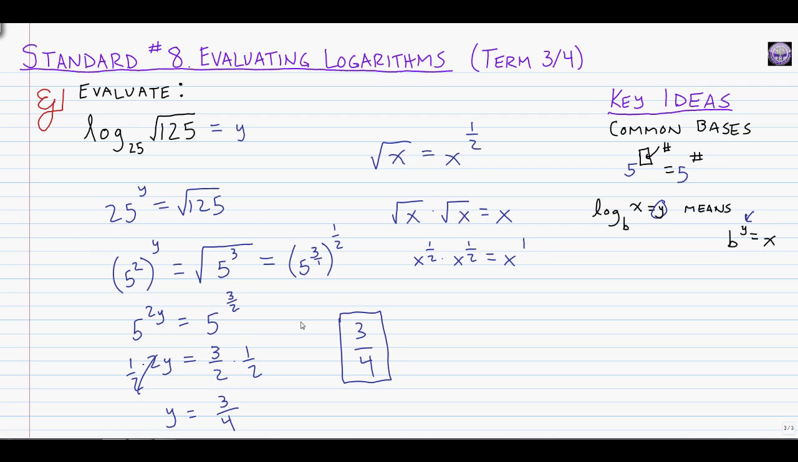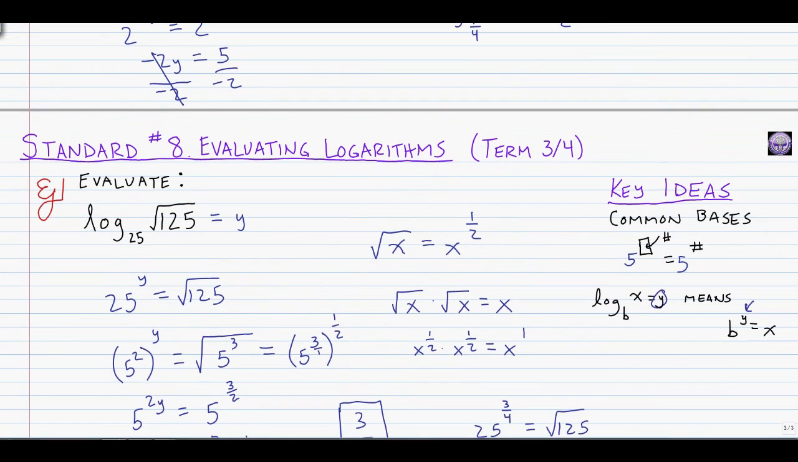That means 3 over 4 is the power you raise 25 by to get the square root of 125. Or let me just write that since I said it so confusedly. 25 to the 3/4 power must be equal to the square root of 125. And of course you can check that on your own, check it on a calculator. You'll see that they are in fact true. And so we have once again evaluated logarithms. Okay, that should wrap up the video.